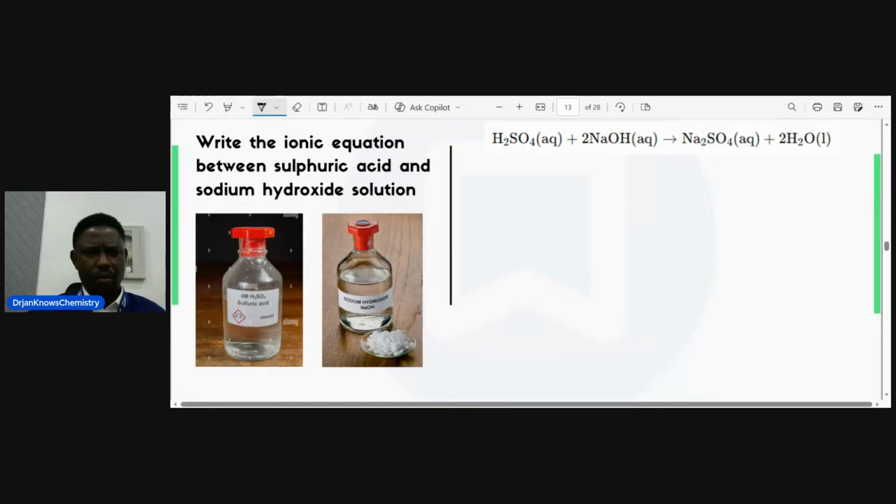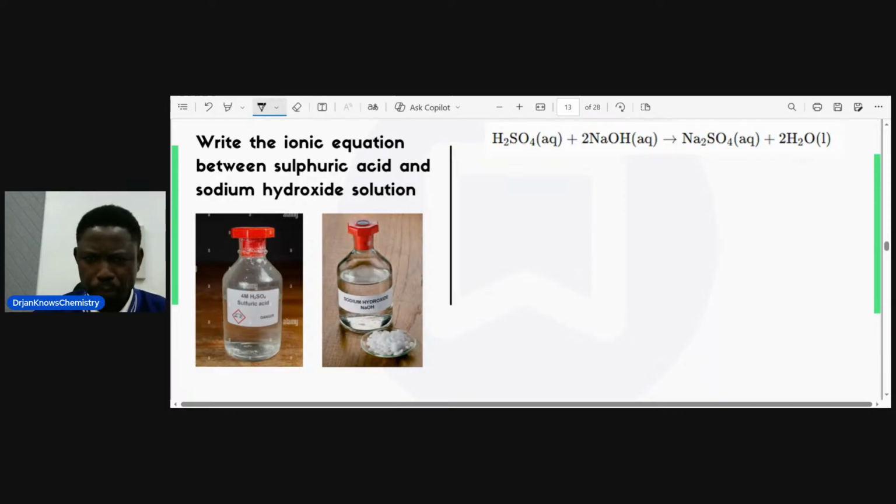Now, write the ionic equation between sulfuric acid and sodium hydroxide solution. The containers you're seeing there are what you'd see on the shelf if you use the chemistry lab, so you can react them together. This kind of reaction is called a neutralization reaction: the reaction between an acid and a base to form salt and water. But we want to split this into ions now, and cut out the spectator ions that are the same on both sides of the equation.